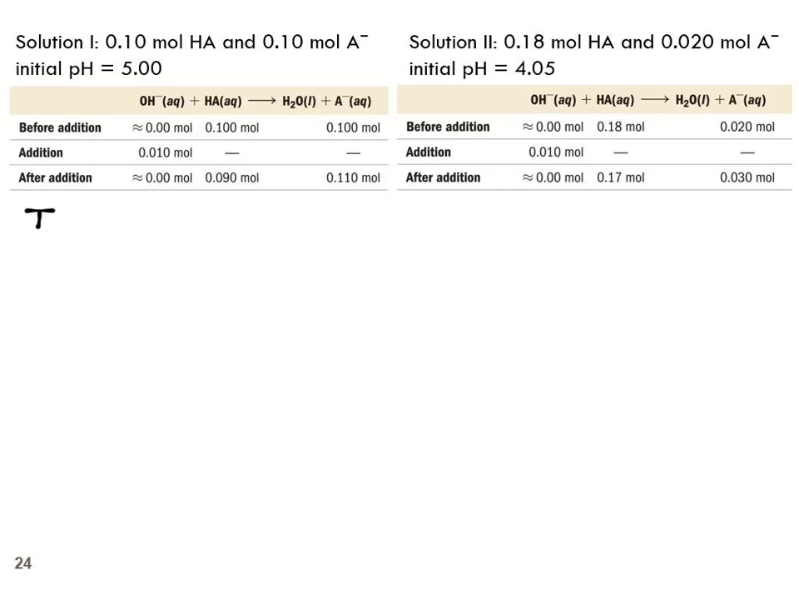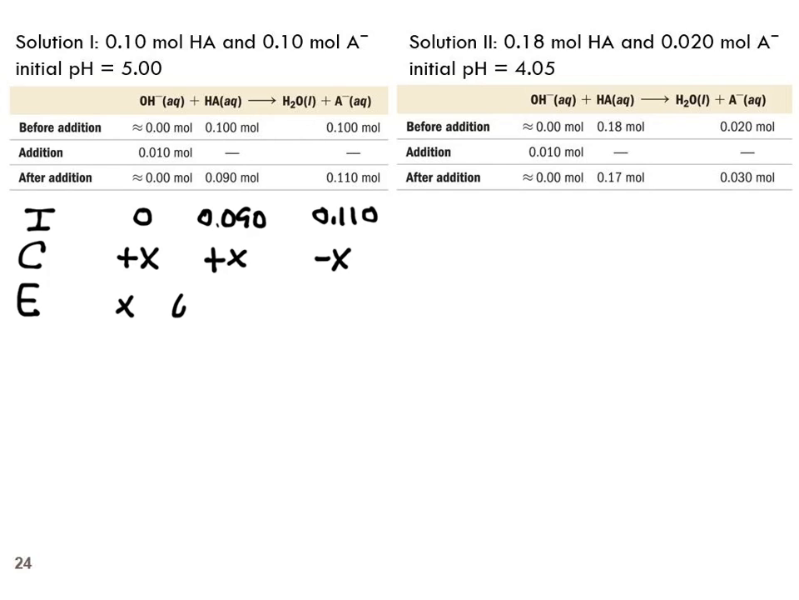So here we'll look at the initial. This is going to be just these numbers that we just figured out. And then we'll look at the change. So the change is we're going to say, well, it's going to go back this way a little bit. So this is going to be minus X, and this is going to be plus X, and that's going to be plus X. And so at equilibrium, this is X. This is 0.090 plus X. And this is 0.110 minus X.